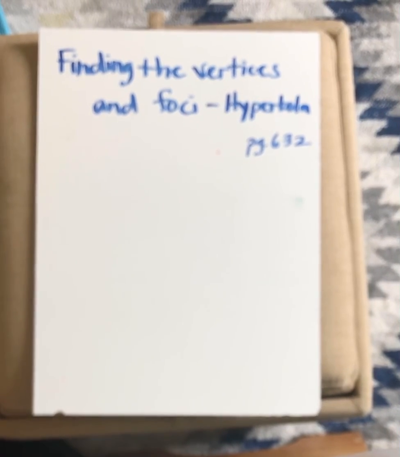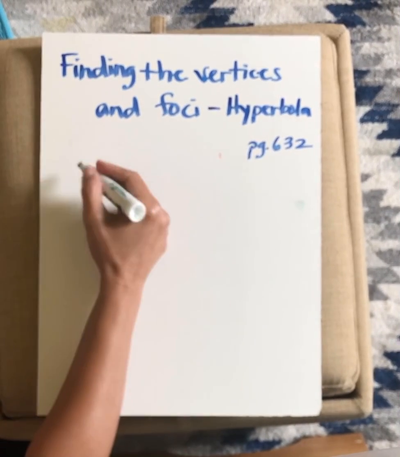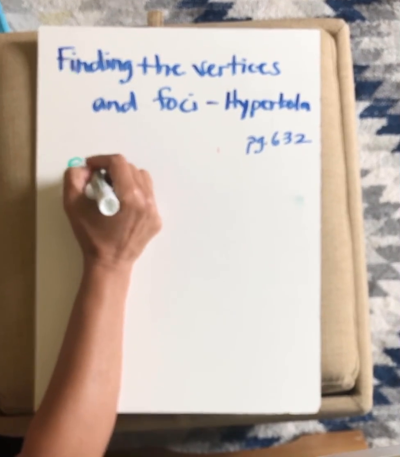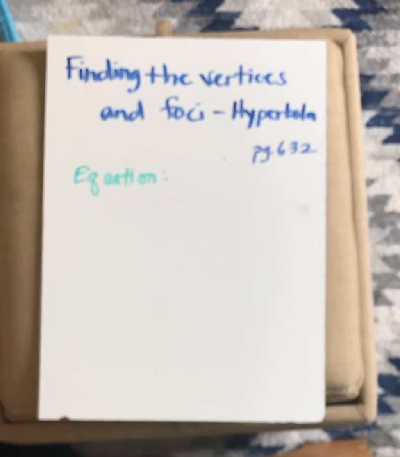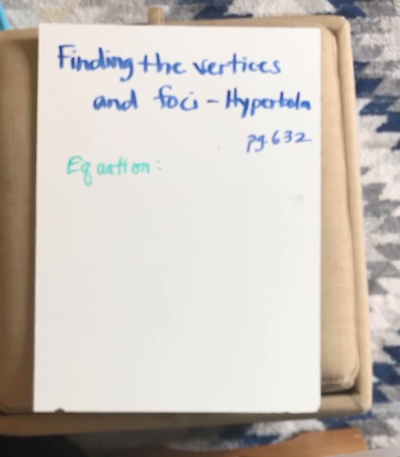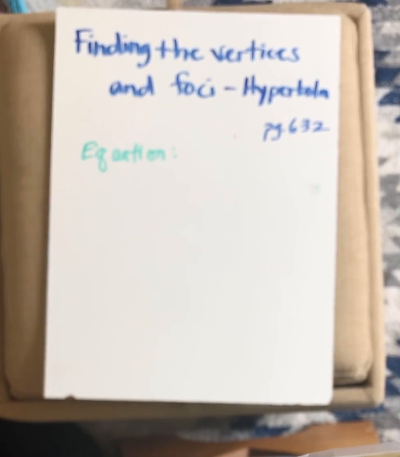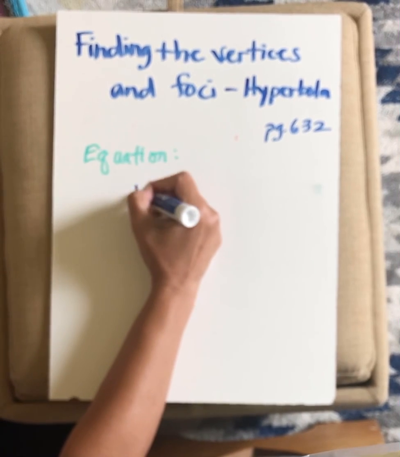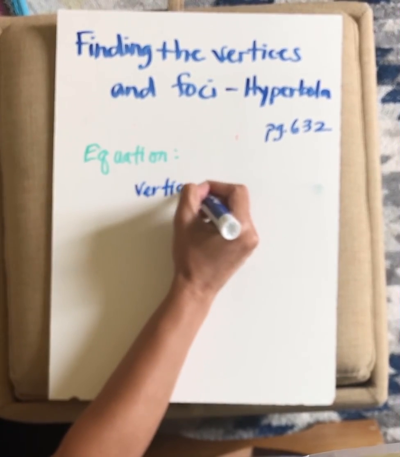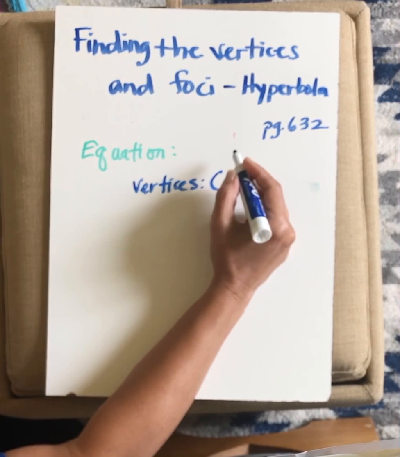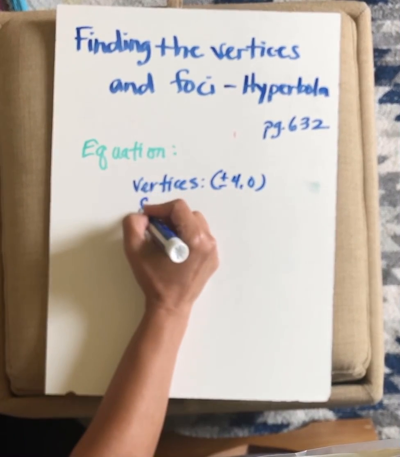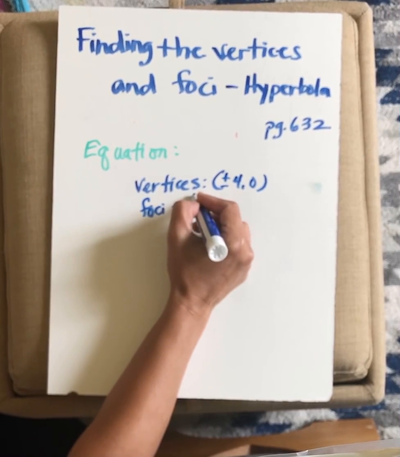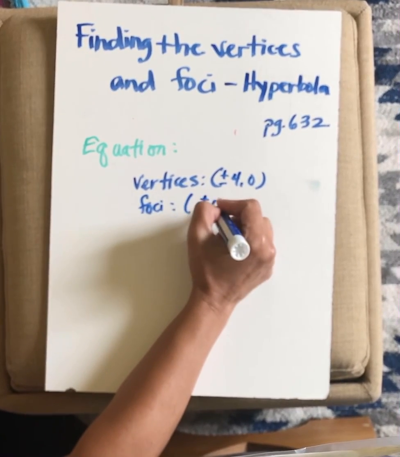On this one, we're going to write the equation for the hyperbola. So on this one, we will be given the vertices and the foci. So for this particular problem, the vertices are going to be located at positive and -4, 0, and the foci are located at positive and -5, 0.